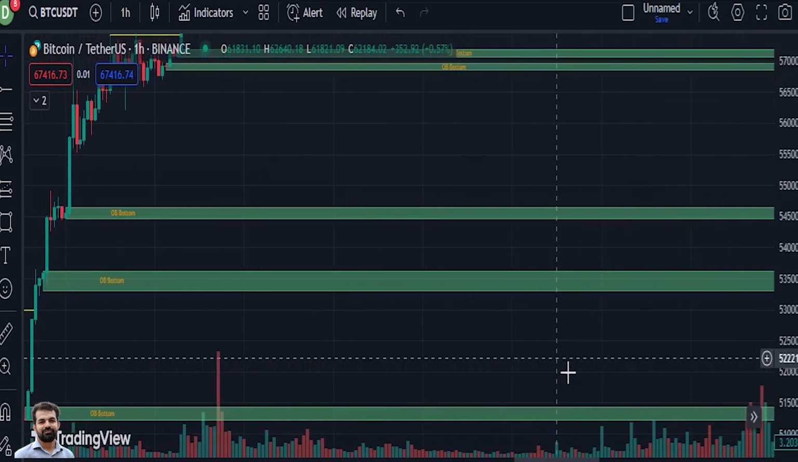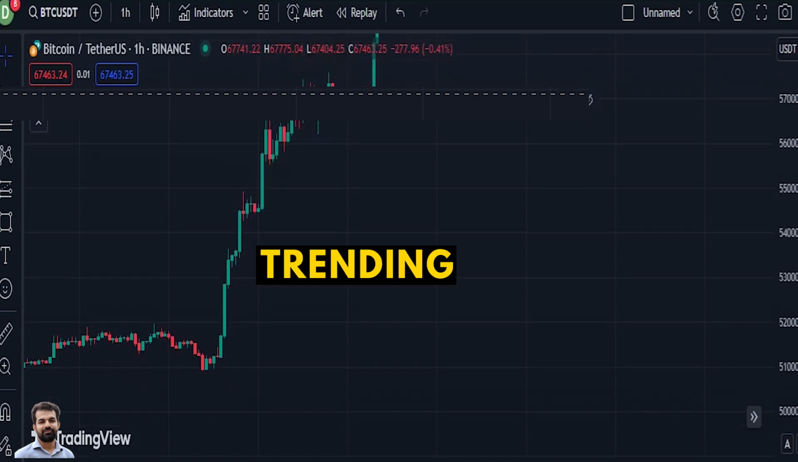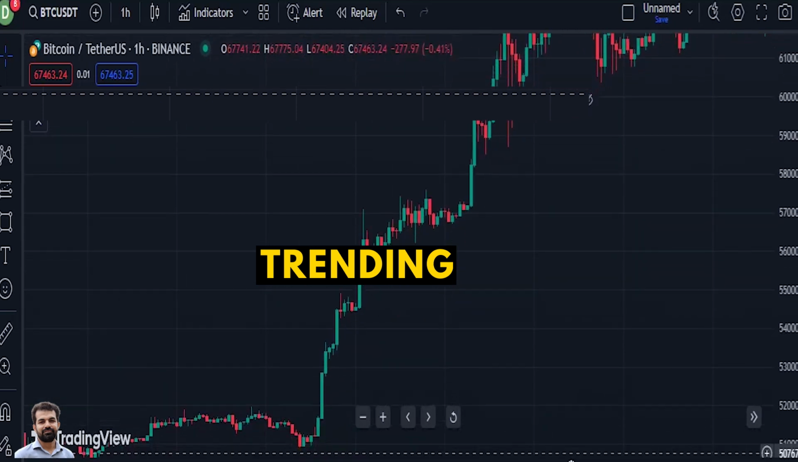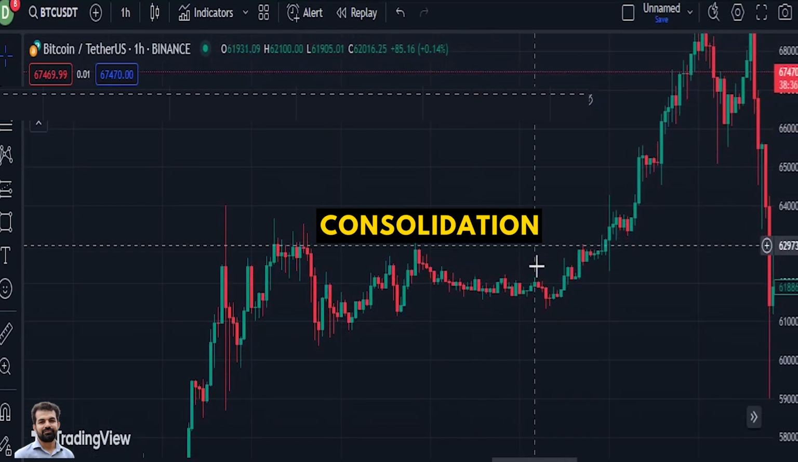Let's move to the third factor that significantly influences the success of order blocks: the market trend and their freshness. Order blocks tend to achieve higher success rates in trending markets compared to consolidation phases. Therefore, it is advisable to focus on trending order blocks.